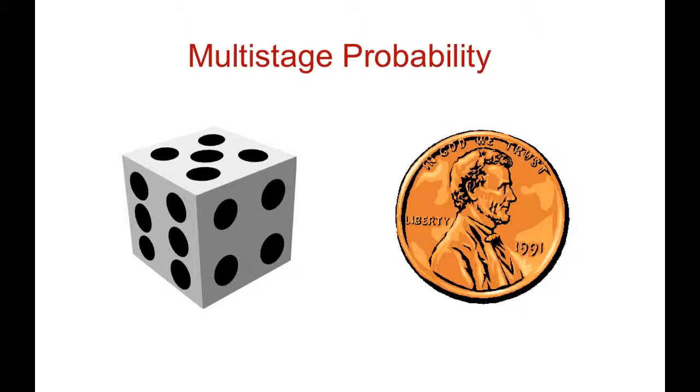Today we're going to look at multistage probability. Multistage probability is like if I want to find the probability of more than one event. Where earlier in the year we found the probability of flipping heads on a coin, now we want to find the probability of flipping heads on a coin 3 times in a row. So now we're doing it more than one time, hence the multistage.